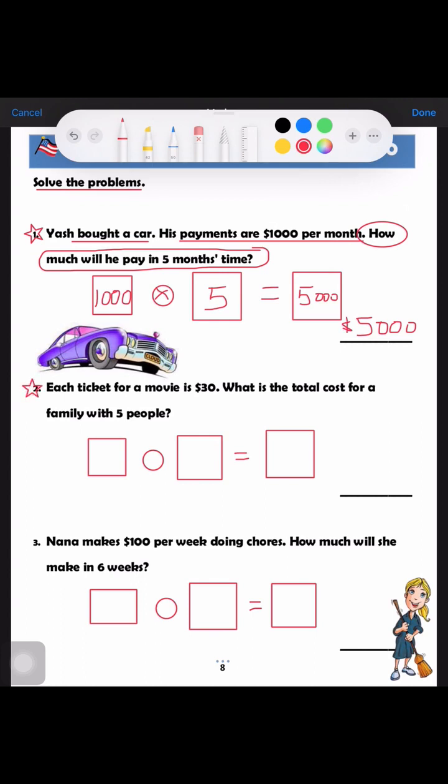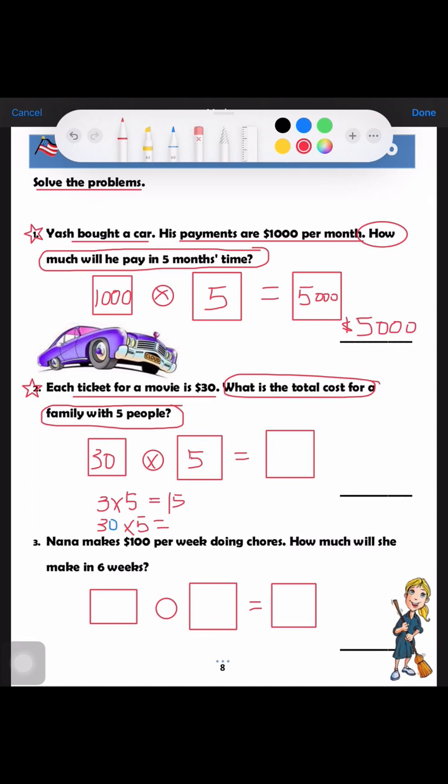Next question. Each ticket for a movie is $30. So what is the total cost for a family with 5 people? Each ticket is $30. So for 5 people, it is 30 times 5. We know that 3 times 5 equals 15. Then 30 times 5, that means 3 tens times 5 equals 15 tens. And 15 tens equals 150. So 30 times 5 equals 150. The total cost is $150.